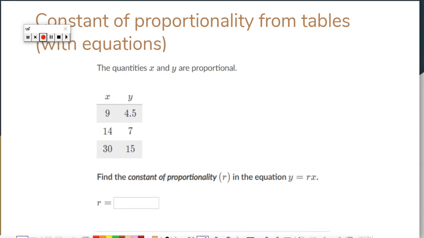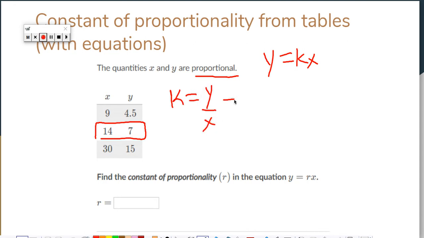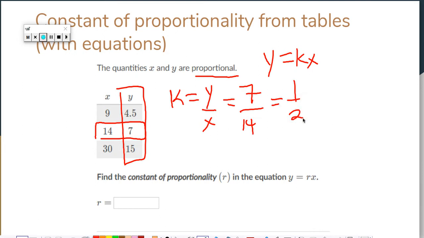Same thing here. Since it's proportional, any pair that I use will give me the constant of proportionality. So it would be y equals kx. If I use 7 over 14, for example, k equals y over x. So y is 7, because here's my y column. So 7 over 14, which is 1 over 2. So now I know that since k is 1/2, the equation is y equals 1/2 x.